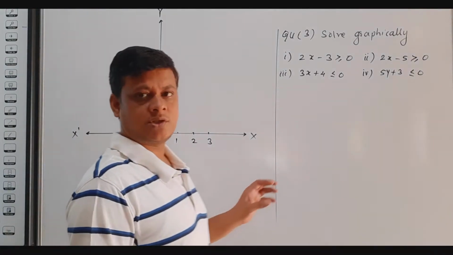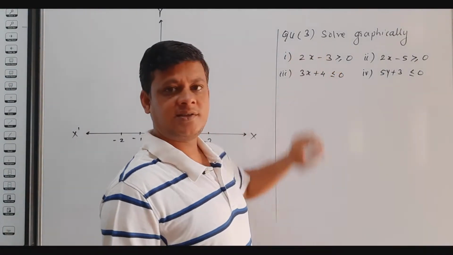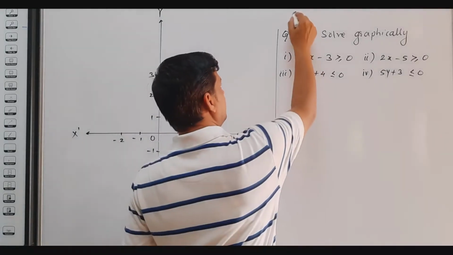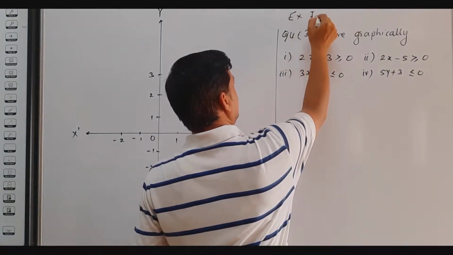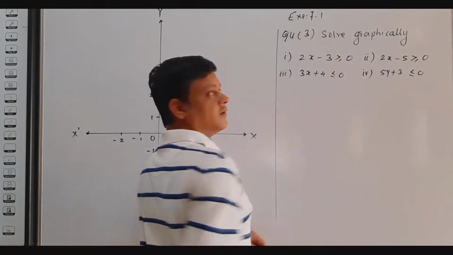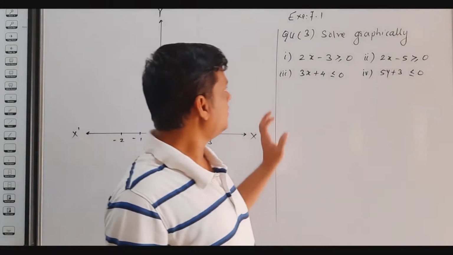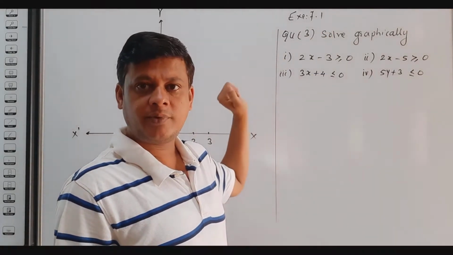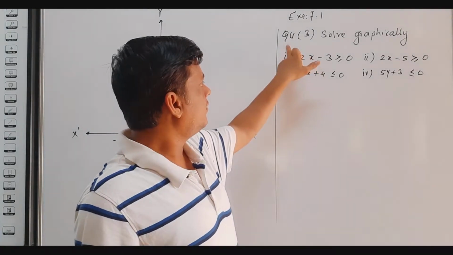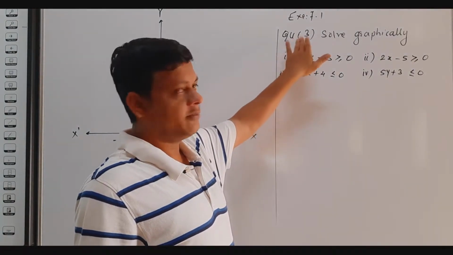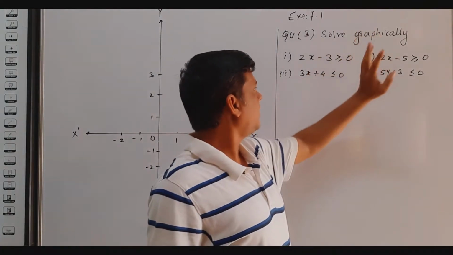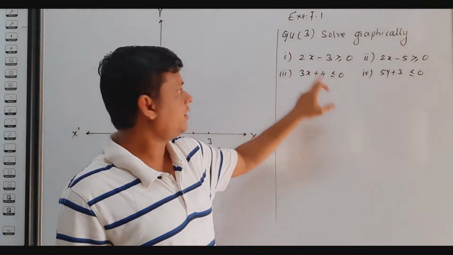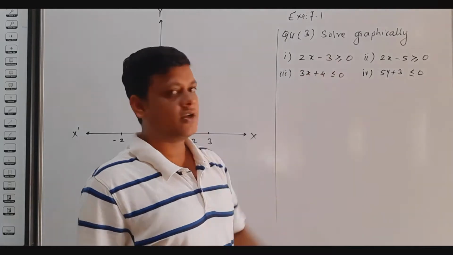Now let's see the next question from exercise 7.1. The first and second questions we solved in the previous lecture, so we take question number 3. Solve graphically, sub-question 1: 2x minus 3 greater than or equal to 0.